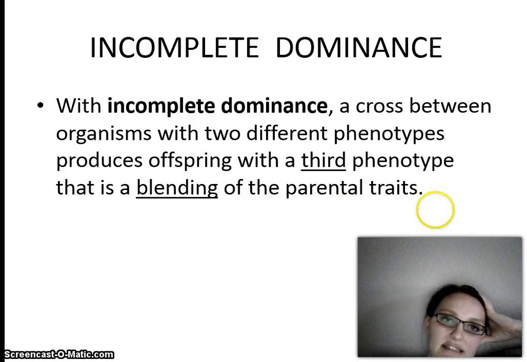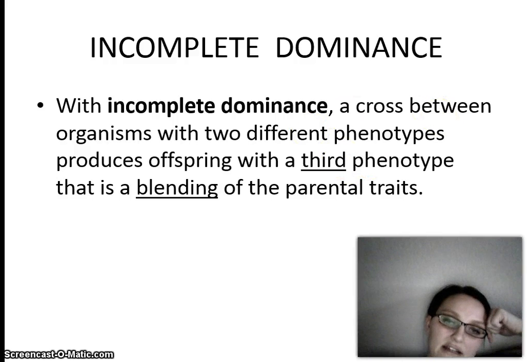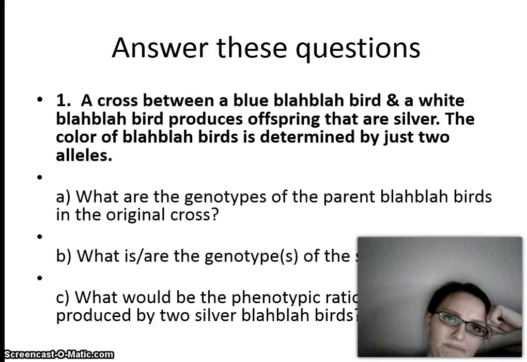So what that is to say is that a red flower and a white flower have two different phenotypes, right? They look different. They create offspring with a third phenotype, meaning they don't have any offspring that are red, and they don't have any offspring that are white. They have a third phenotype that does not appear in either of the parents. That is a blending of parental traits. I'm trying to think what works this way. Skin color works this way. I'm going blank right now.